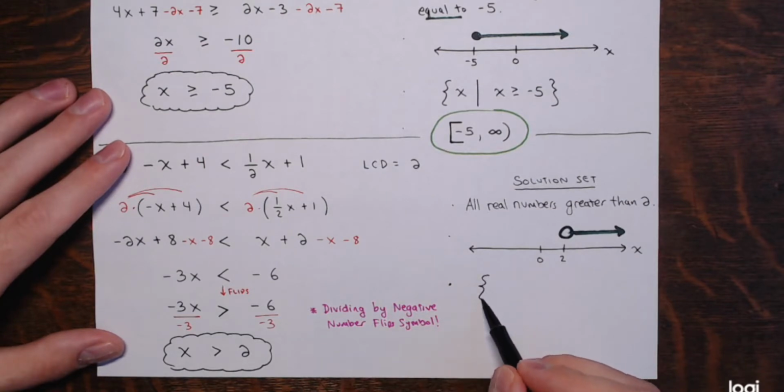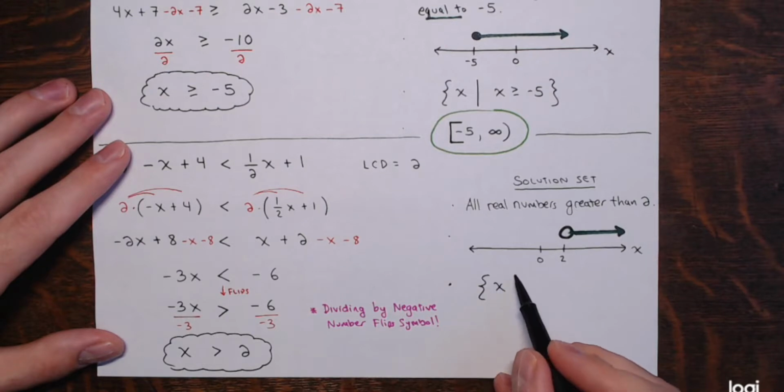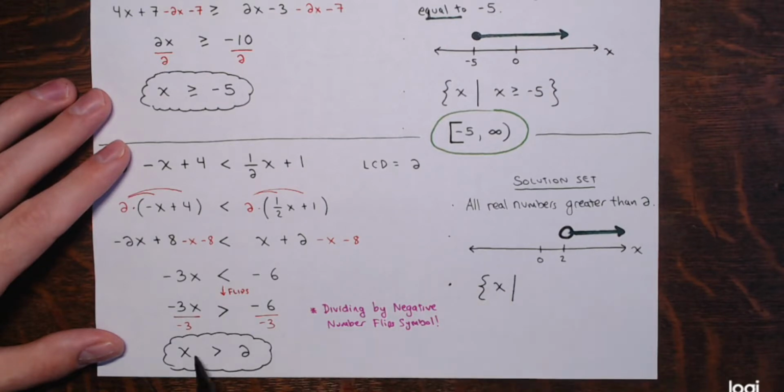That set builder notation, very simple. It's all the values of x such that, bar, and then we've got it right here, the description, x is greater than 2. So there's the same set of numbers in set builder notation.